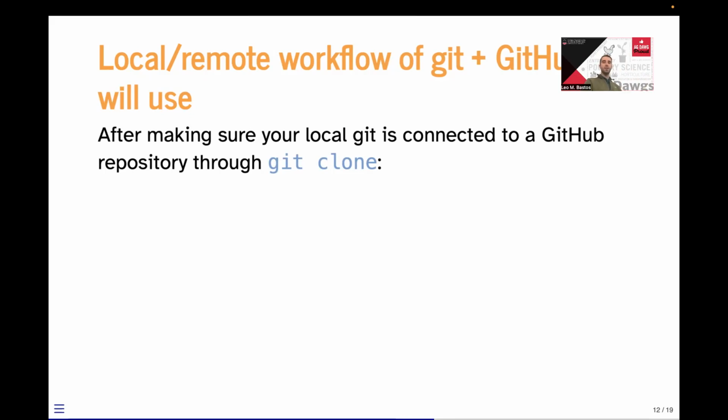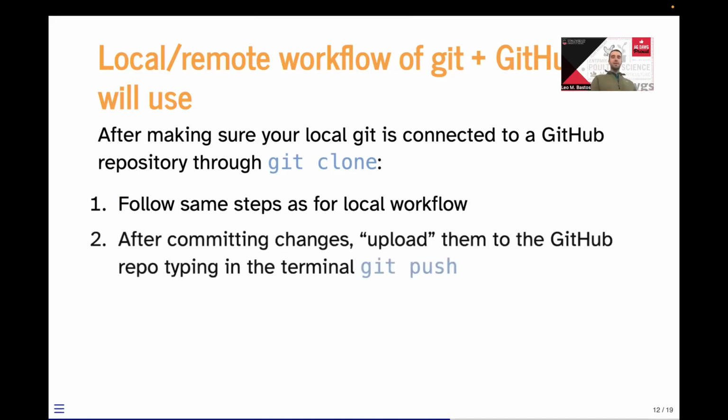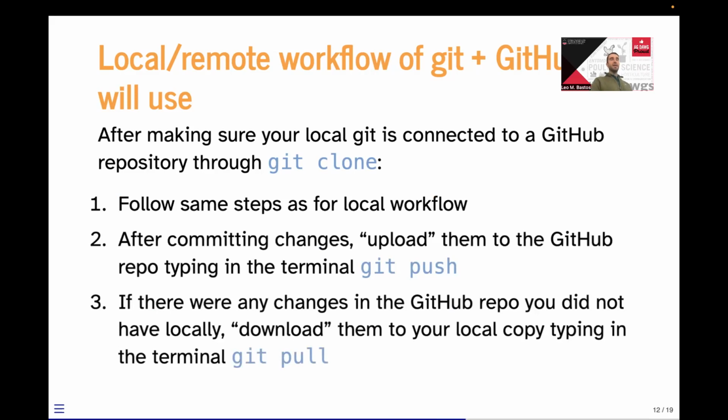Git and GitHub are connected, you basically follow the same steps as in the local workflow. So we make changes, git stage, git commit. And then after that, you upload your changes to GitHub by doing git push. That makes it appear on GitHub, whatever you did locally. And if you're working with someone else that makes changes to the GitHub repo that you want in your local computer, you do a git pull.